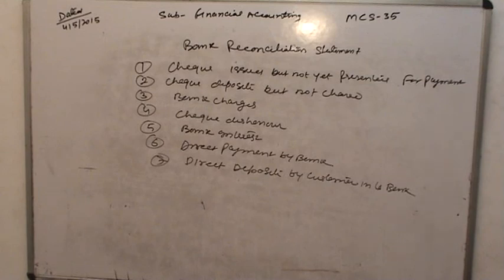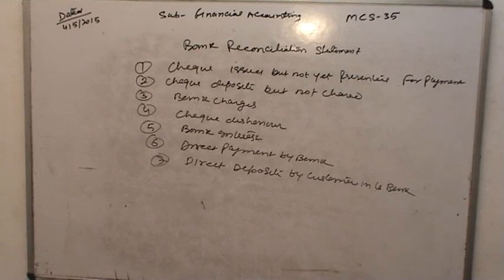The very first reason is check issued but not yet presented for payment. That means there are so many expenditures incurred by the organization, and to meet these expenditures, the organization issues checks to a third party, and the third party has not presented the check to the bank. In this case, the balance of cash book is reduced at the time the check is issued to the party, but the bank does not reduce it until the check is presented. So the difference is made.